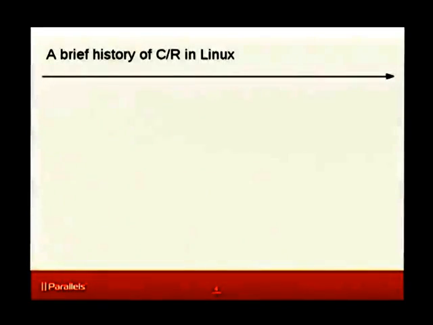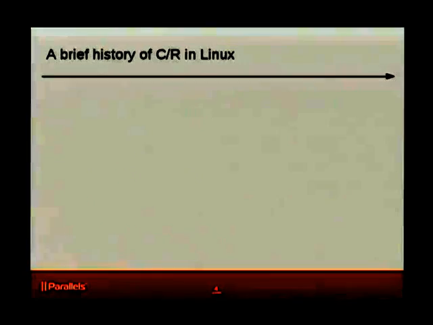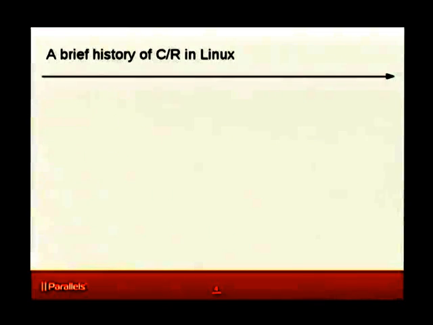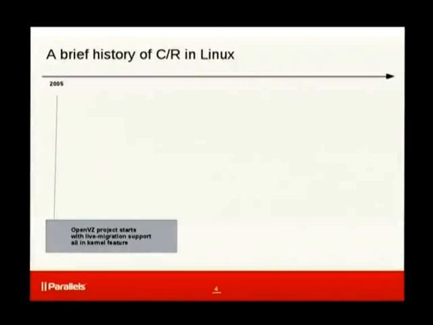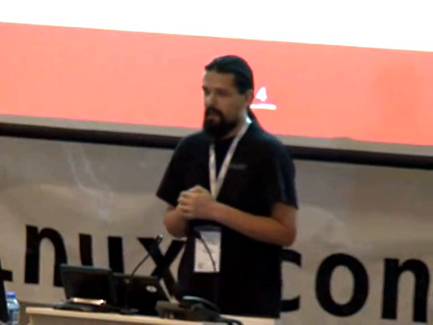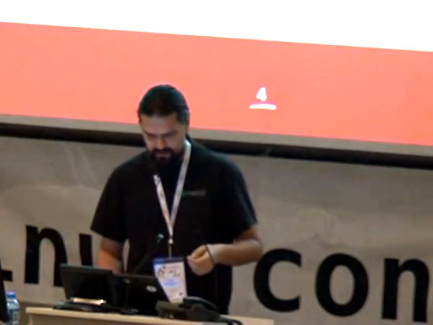The roots of the project can be traced back to 2005, when we first released the OpenVZ project. This project had the checkpoint restore feature from the very beginning. It was an all-in-kernel implementation. It was a big kernel module which did all we needed.